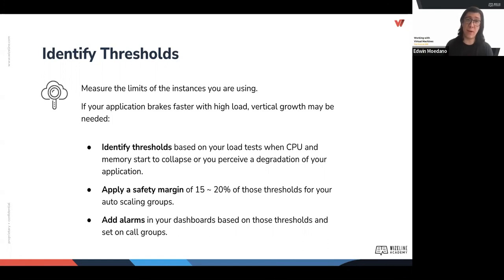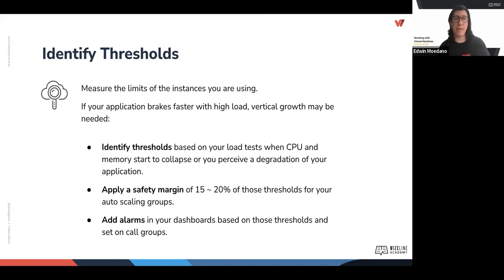Maybe our application is breaking at 50% of the CPU because the memory starts getting crazy. We need to set thresholds, but also we need to talk with the software engineering team, like, hey, we started seeing a lot of high load with memory. Maybe we can create a microservice for that particular process or model. And it's important to identify those thresholds when you perceive this degradation of your application.